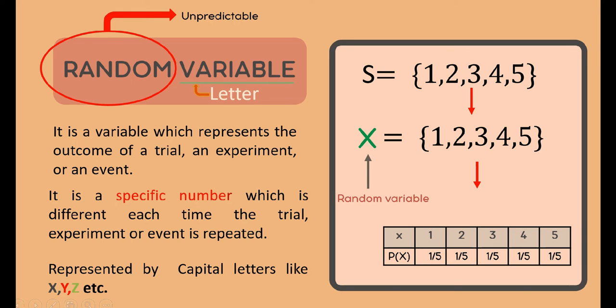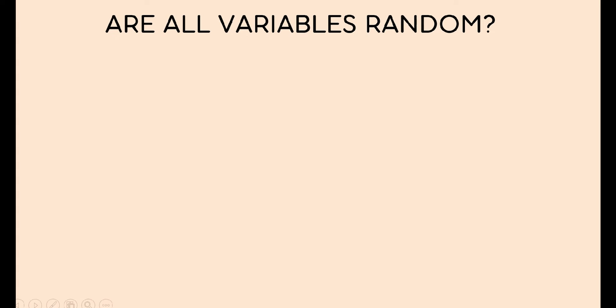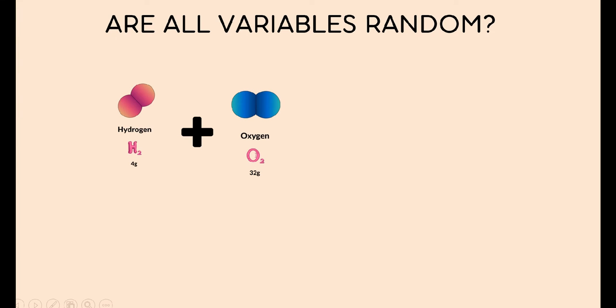Now another question is, are all variables random? That's not necessarily the case. You can have a random variable if it came from a random experiment. Suppose we conduct an experiment combining hydrogen and oxygen. Can you determine exactly the result of the combination? Very good. The result of the combination is simply H2O, or simply water.